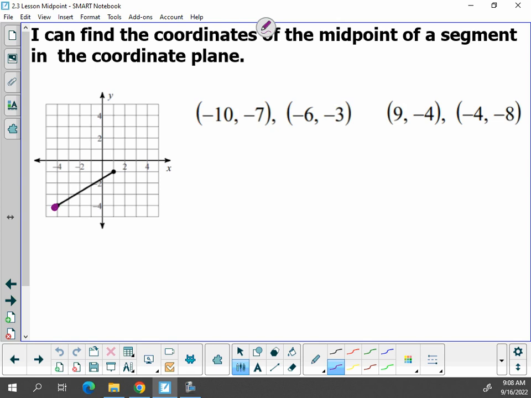We call these 2 points endpoints. They are points that are on the end of the segment, and a segment is a piece of a line. So lines go on forever. Segments don't. They have a place where they begin and a place where they end, and again, we call those places endpoints. And so what we want to do is find the midpoint. The midpoint is directly in the middle of the 2 endpoints.